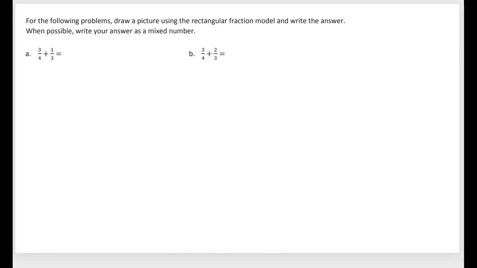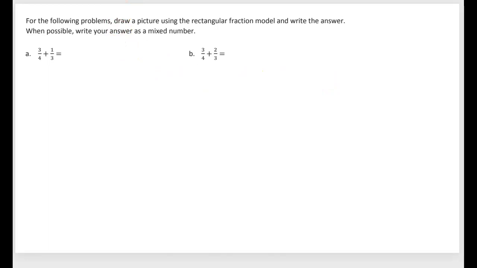So if we're looking at problem A, we need to read the directions. And when we read the directions, they say, for the following problems, draw a picture using the rectangular fraction model and write the answer. When possible, write your answer as a mixed number. Well, we know a mixed number is a whole number and a fraction put together.